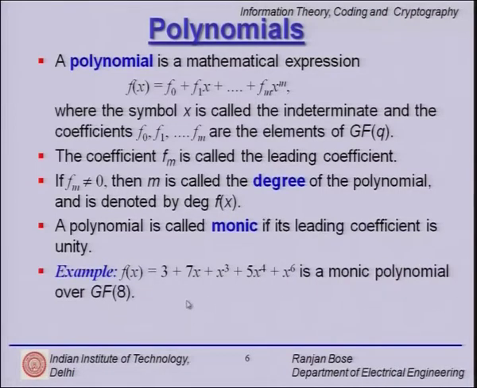So, let us look at an example here, a polynomial over GF8. The valid coefficients could be 0, 1, 2, 3 up to 7, and GF8 is 2 raised to the power 3, which is 8. So, it is a prime power, and hence GF8 exists. Now, if you look at this polynomial, the highest power is x raised to the power 6, and the leading coefficient is 1, hence it is a monic polynomial. The degree of this polynomial clearly is 6.